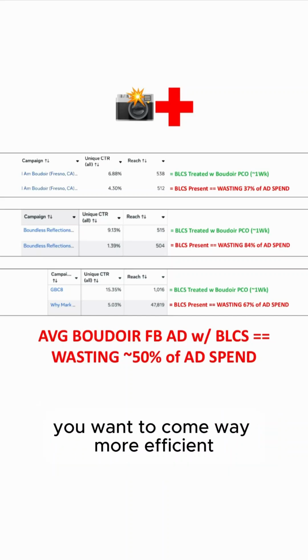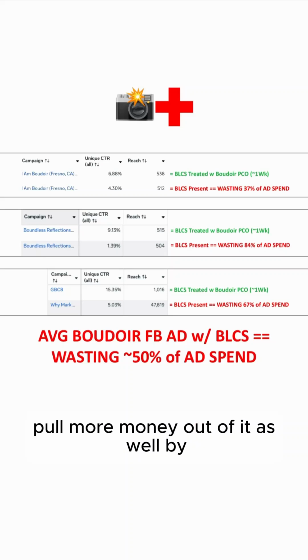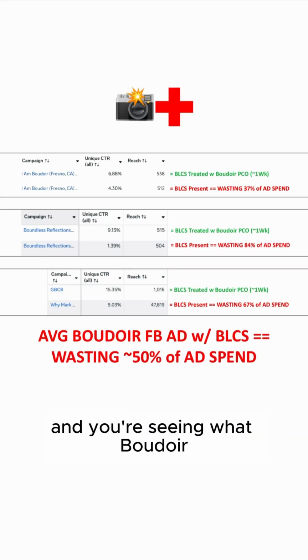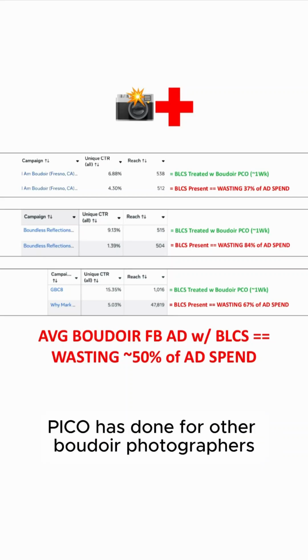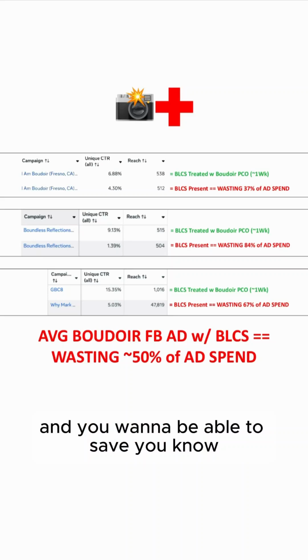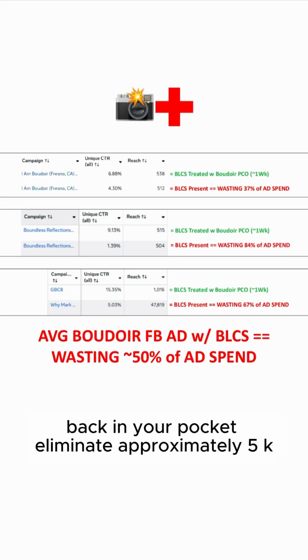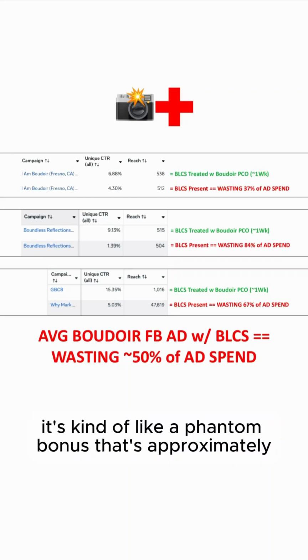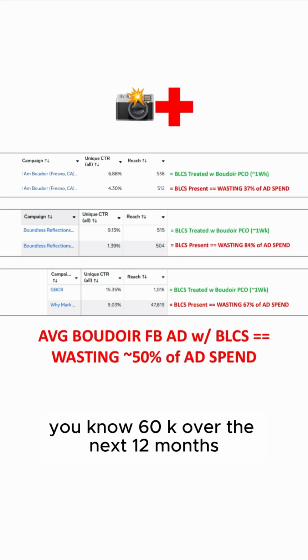You want to become way more efficient, pull more money out of it as well by plugging the leaks. And you're seeing what Boudoir Pico has done for other boudoir photographers' Facebook ads. And you want to be able to save, eliminate approximately 5K of ad spend every single month, literally back in your pocket. It's kind of like a phantom bonus. That's approximately 60K over the next 12 months.